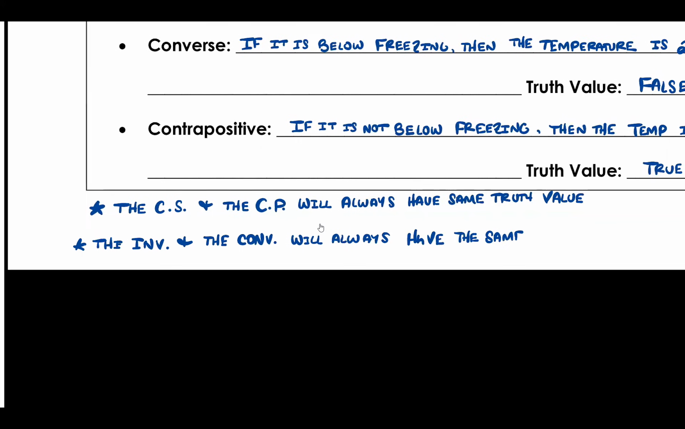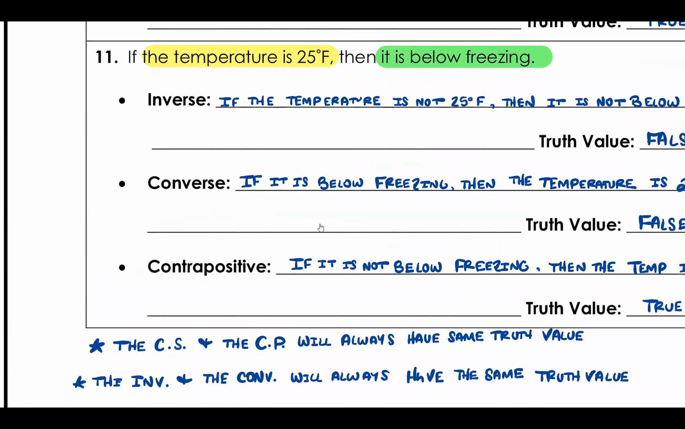It even talks about a car. I'll even say that. It's even on the review and kids still miss it. Drives me bonkers. So the conditional statement and the contrapositive will always have the same truth value. The inverse and the converse will always have the same truth value. So those guys are linked together.